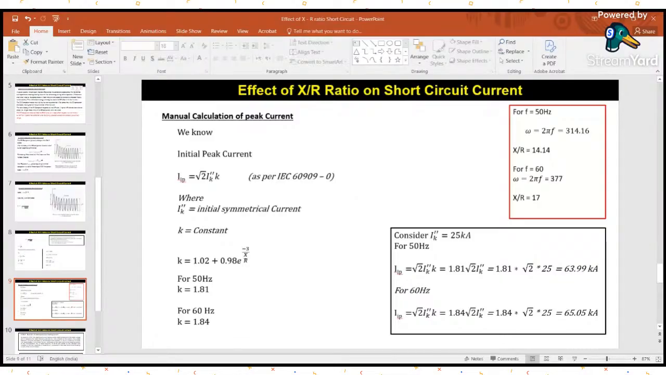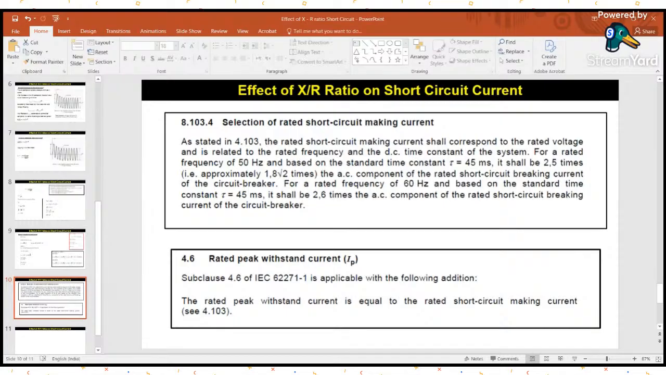One more thing I will show you, as per the IEC selection of short circuit making current. As stated here, the rated short circuit making current shall correspond to the rated frequency of 50 hertz based on the standard time constant tau equal to 45 milliseconds. It shall be 2.5 times the breaking capacity. So if you have a circuit breaker of 25 kiloamperes breaking capacity, to find the making current we generally multiply by 2.5.